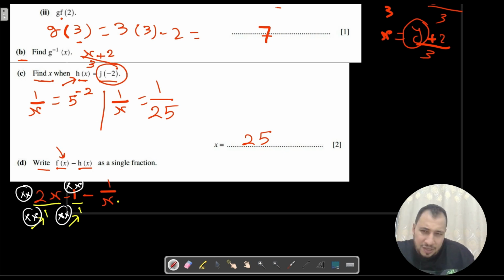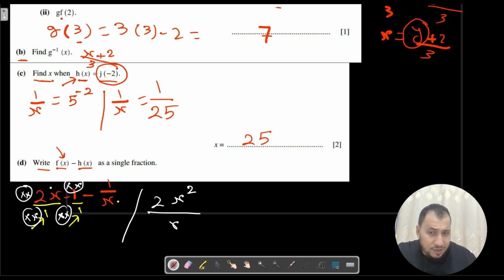So step by step, no need to rush at all. Here 2x multiply x is going to be 2x squared over 1 multiply x is x, and this was our purpose. This was our goal in this question. Okay, type minus. What do we have here?